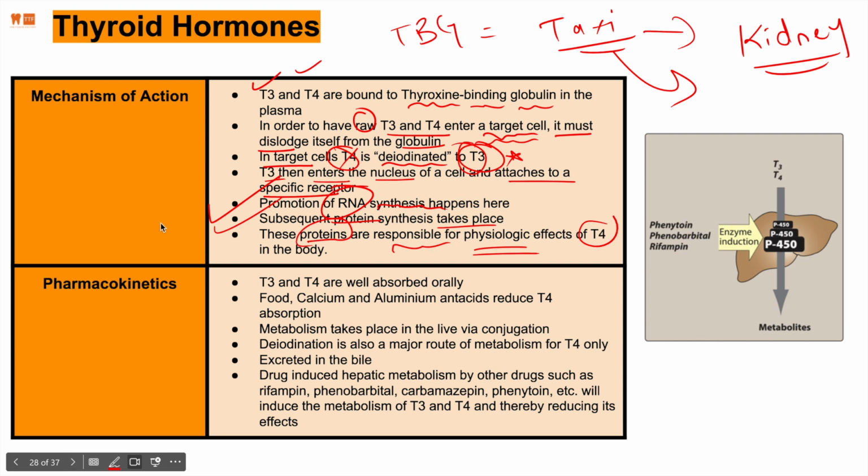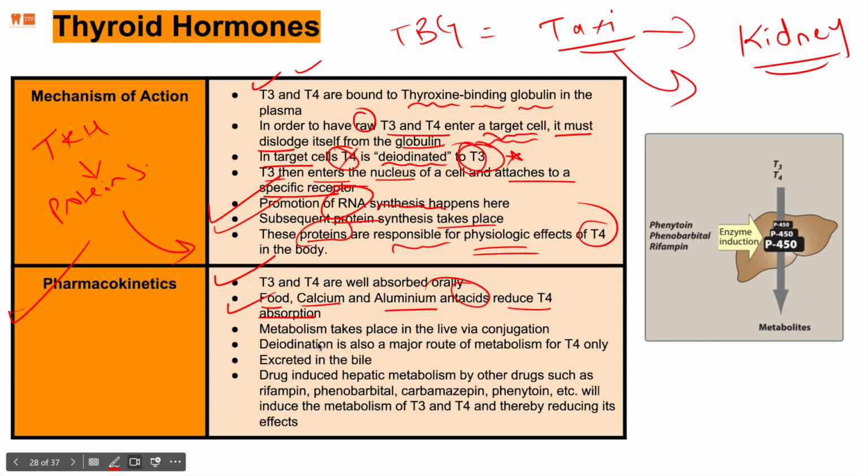body. Wow, what a long journey from TRH all the way to these proteins that cause effects in the body. Hopefully that journey is perfectly clear, guys. Pharmacokinetics: T3 and T4 are well absorbed orally, so this drug you can take as a tablet. Food, calcium, aluminum, and antacids reduce T4 absorption. So try not taking thyroid with food and calcium. So don't take it with milk, essentially.